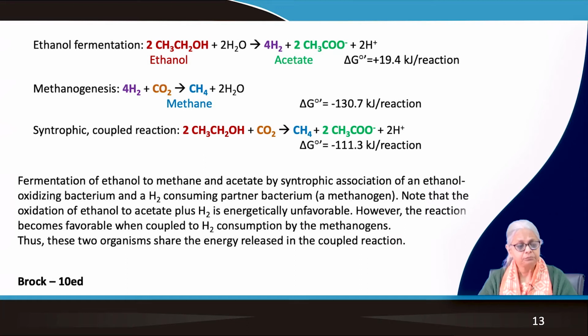However, when it is coupled, so when you have an ethanol oxidizing bacterial species in syntrophic relation with a methanogen, what will happen? The methanogenic reaction, H2 plus CO2 going to methane, is favorable. So when these two reactions are combined by these two bacterial species which have a syntrophic relation, then the net delta G for this reaction is negative and therefore possible, which is not the case otherwise.